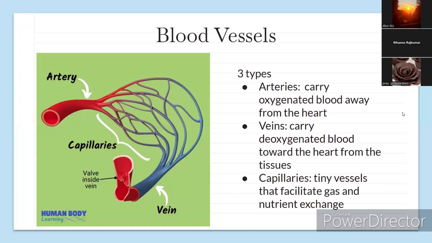There's three types of blood vessels: arteries, veins, and capillaries. As you said, the arteries carry oxygenated blood away from the heart, and the veins carry deoxygenated blood toward the heart from the tissues. An easy way to remember is arteries, away. They both start with A. So that's just a way to remember it. Then we have a third type of blood vessel called capillaries, and they're basically tiny vessels that facilitate gas and nutrient exchange. This is showing that these are the arteries carrying oxygenated blood, these are the veins that carry deoxygenated blood, and the capillaries facilitate gas and nutrient exchange.